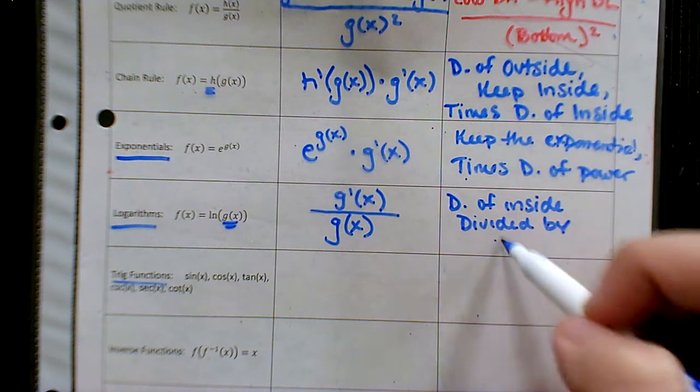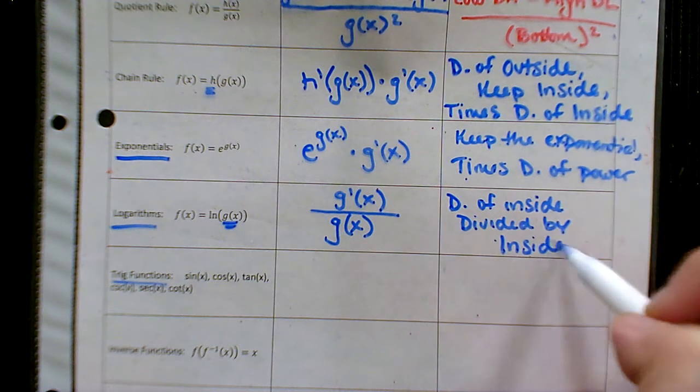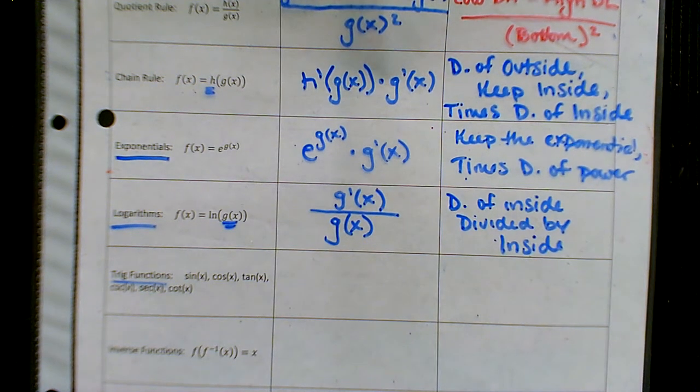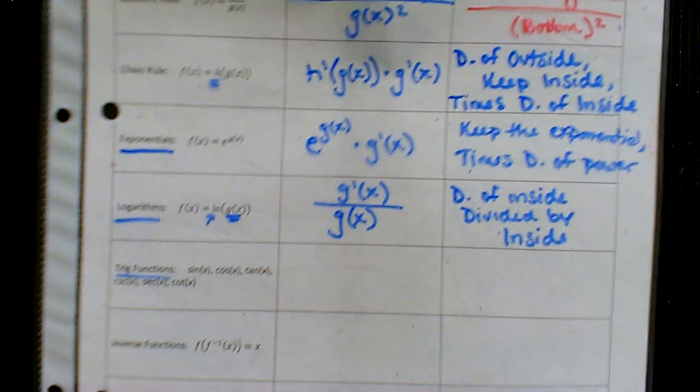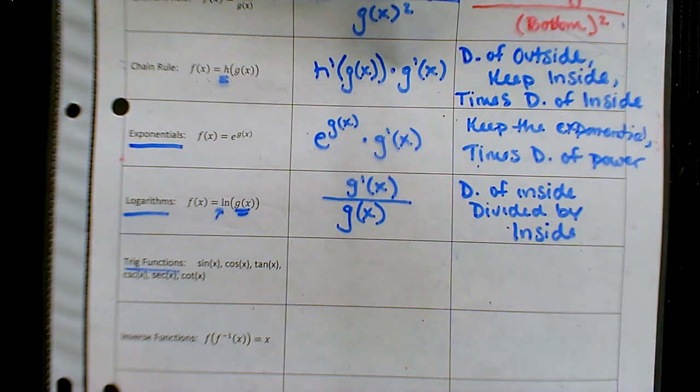divided by the inside. Okay, so the natural log in this case is just signifying that you have some type of fraction, and in that fraction you have the derivative of the inside divided by the inside. So far so good. All right, what about our trig function shortcuts?